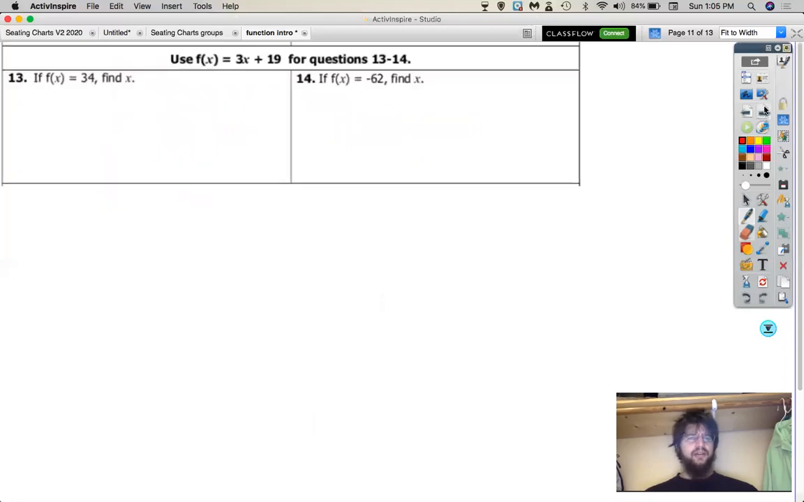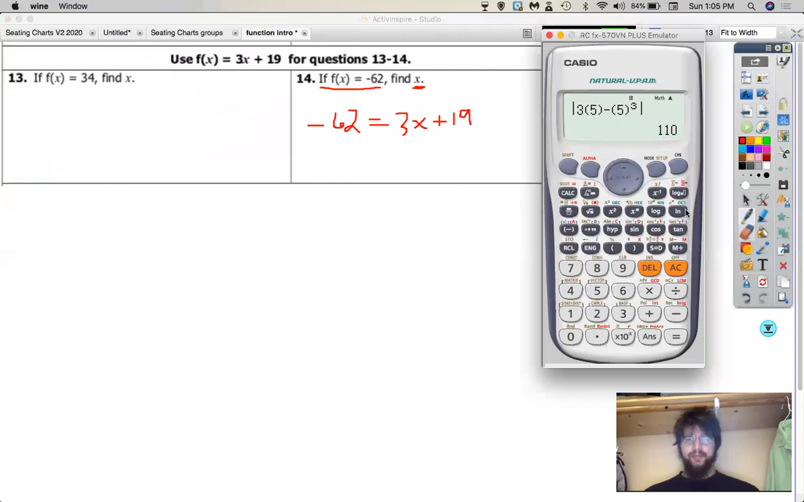All right. Oh, let's work backwards. Let's do this. It says if f of x is negative 62, find x. So this time they're giving us the output, and we need to figure out what the input is. Negative 62 equals 3x plus 19. Again, you should know how to solve these, but it's questionable. This does solve these for you, so let's do it.